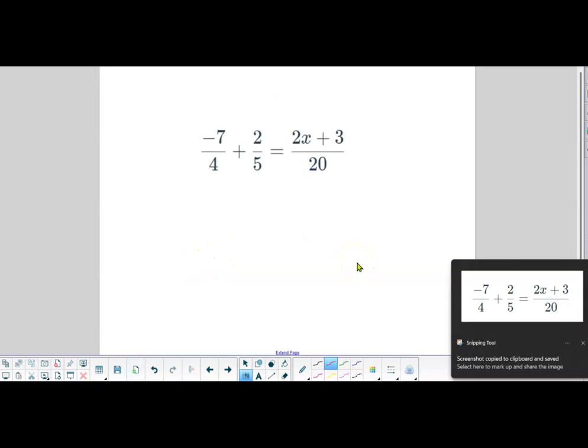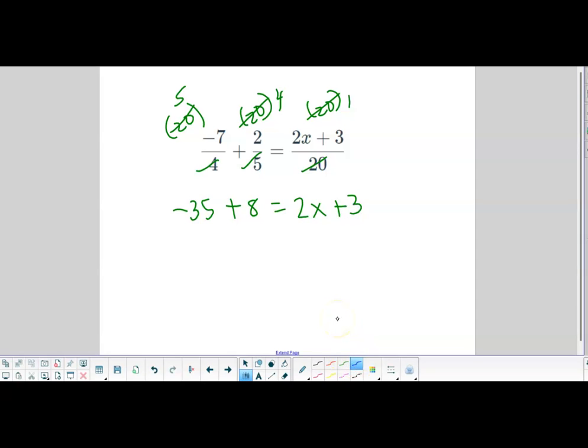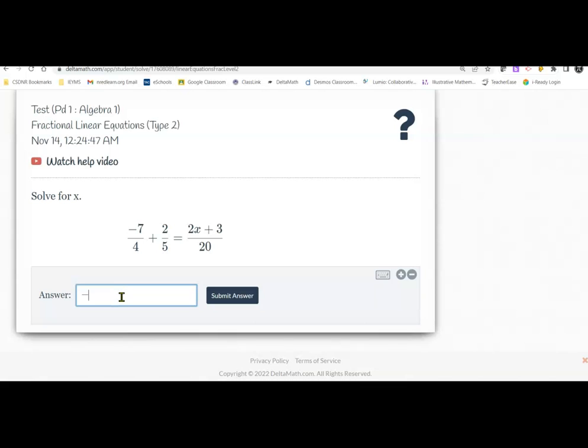All right, I think I'm going to multiply by 20. That's nice here because then I don't have to distribute anything. So I'm going to get -35 plus 8 equals 2x plus 3. I'm going to do two things at once here. I'll combine like terms: -27 equals 2x plus 3. Subtract 3. -30 equals 2x. So x is -15. Let's type that in here.